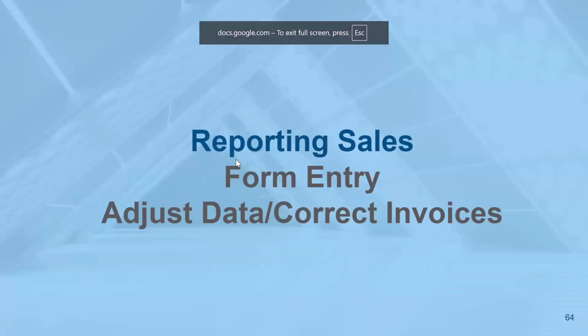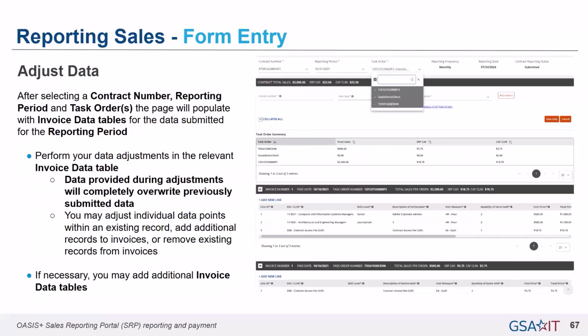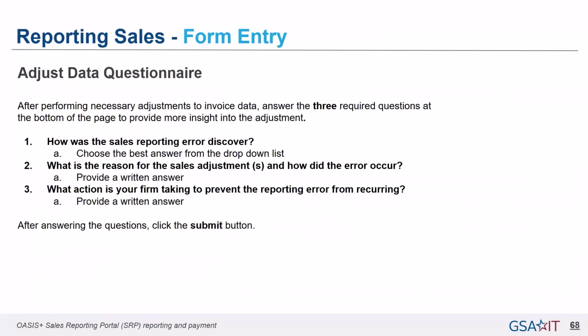Next, we will do corrections, right? So of course you can make corrections, adjustments. If you made a mistake, you can go back and make corrections. Again, the right task order, the right contract number, and the right period is key here. And whatever you make corrections to will replace your previous entry, all the fields in your previous entry. So we want to make sure your corrections are done correctly. Does that make sense? And the brief questionnaire comes up thereafter asking you, answer it accordingly. How is error discovered, reasons for adjustments, and preventative steps.